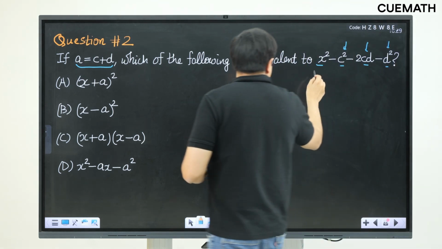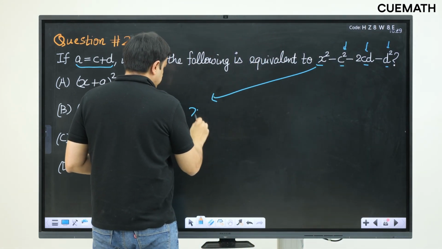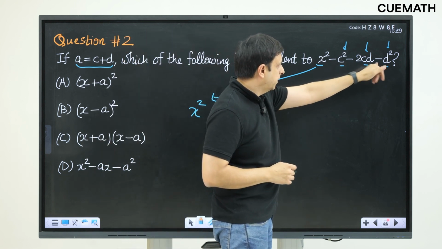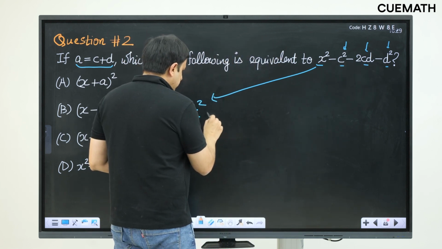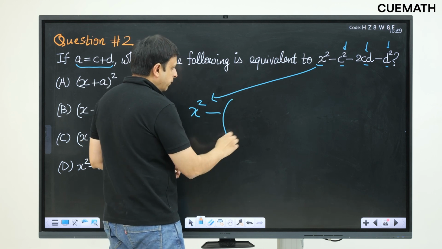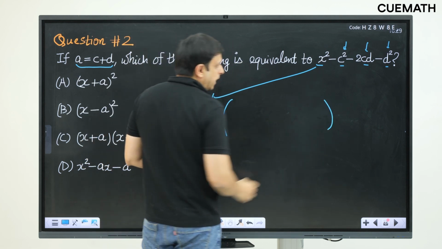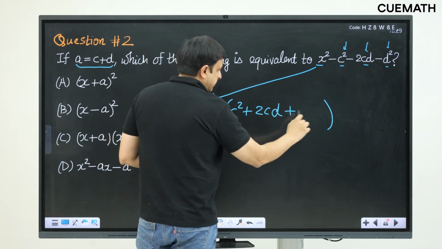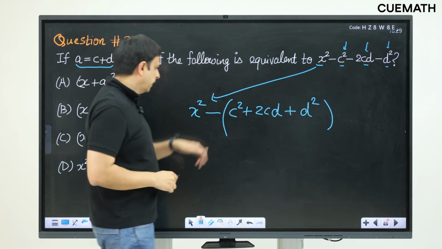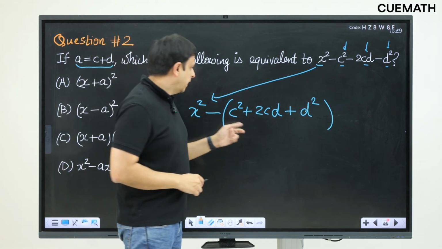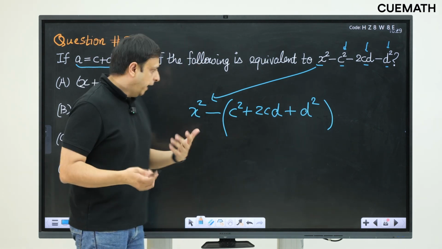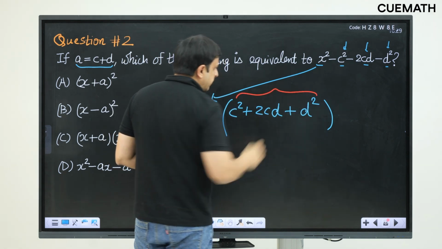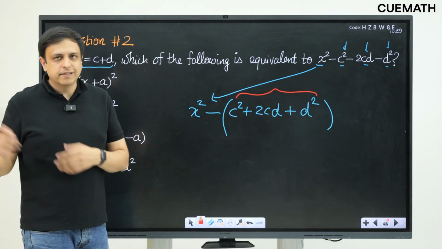So what I'll do here is write x square as x square, but then for these 3 terms, minus c square minus 2cd minus d square, I'll factor out a common minus sign from all the 3 terms, and then I will write them as c square plus 2cd plus d square. So I've taken out this minus sign and written the 3 terms all positive, and instantly you can recognize that this combination of terms is nothing but (c plus d) whole square.